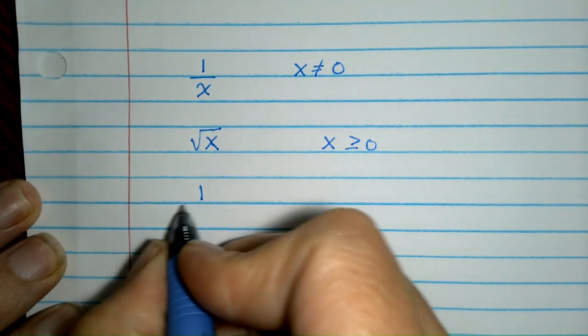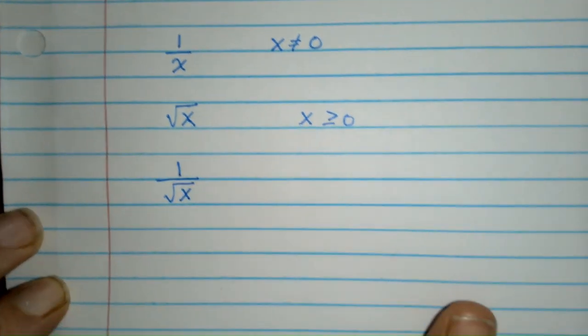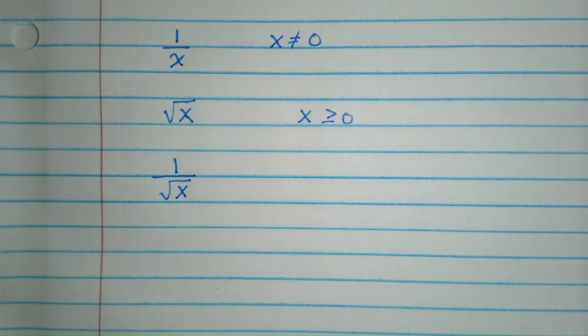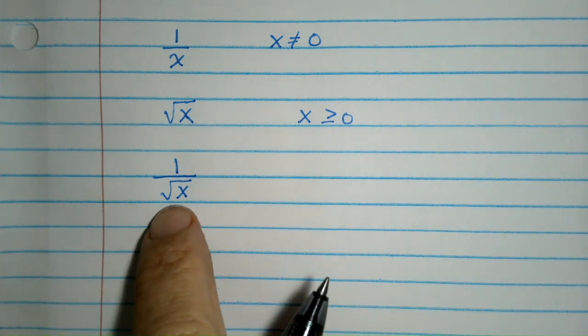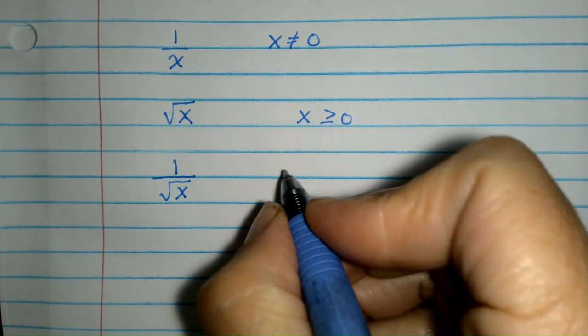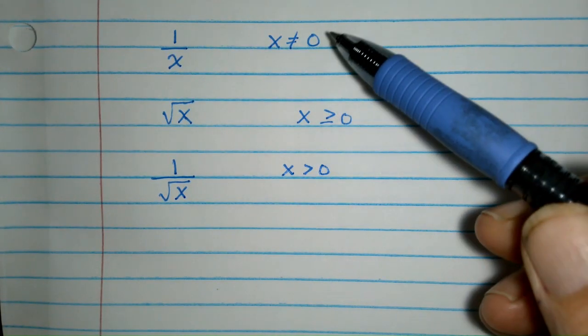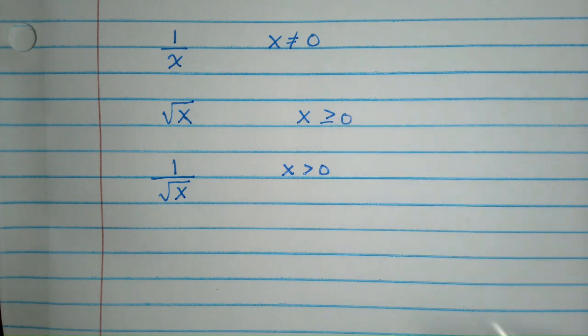So what about 1 divided by the square root of x? Now, because x is in the denominator, x can't be 0, but because of the square root, x has to be greater than 0. So the denominator kicks out 0, the square root kicks out all the negatives, so now the domain of this one is strictly greater than 0, because it's basically putting these two together.